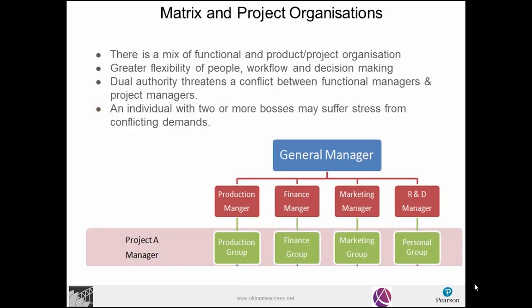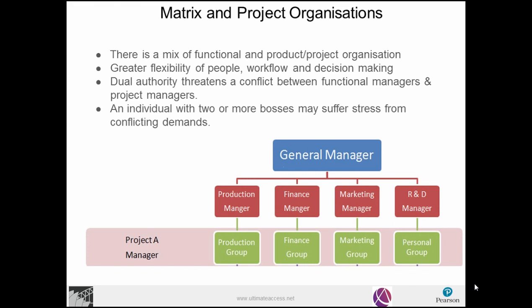Now, matrix and project organization. What I would want to do here is just to give you an example. In such an organization, what tends to happen is that you might be reporting to two different people. For instance, maybe I'm a project accountant. As a project accountant, I might report to the project manager, but at the same time I might report to the finance manager. So you realize I'm reporting to two different people.